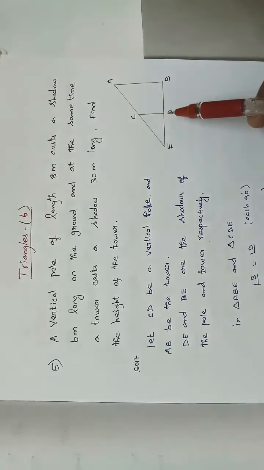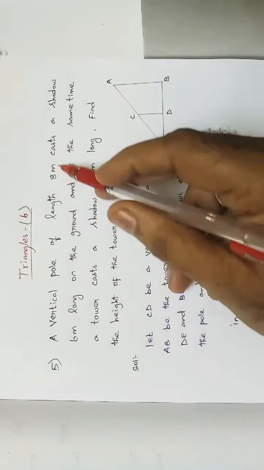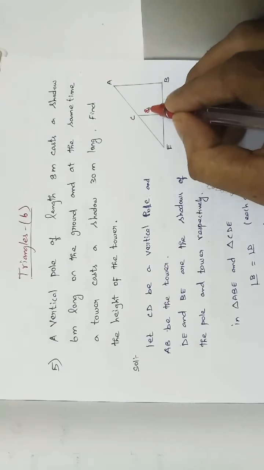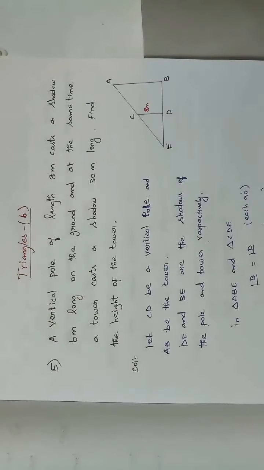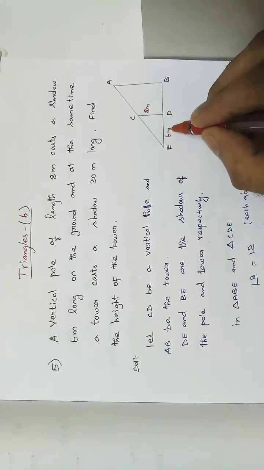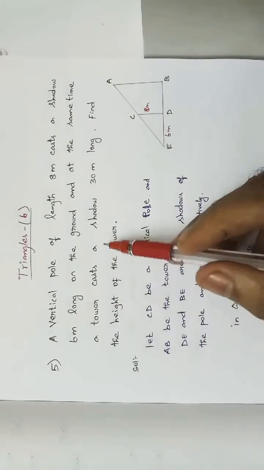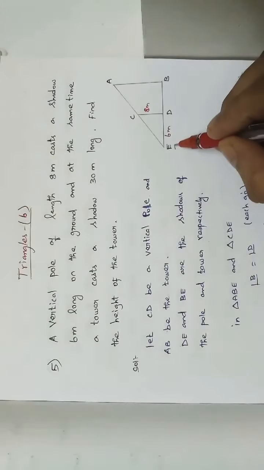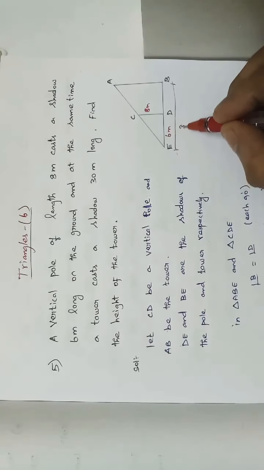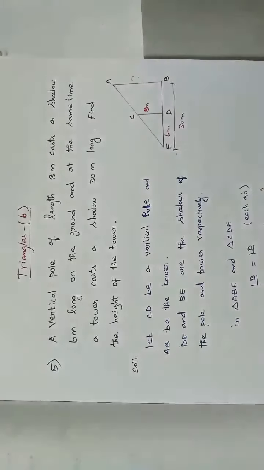So first we will fill in what is given. We have a vertical pole of length 8 meter, so CD is 8 meter, right? The shadow is 6 meter long on the ground, so ED is equal to 6 meter. Next, a tower casts a shadow; the tower shadow is BE. The length of the shadow of the tower is 30 meter. Now we want to find the height of the tower. That is the only thing we want to find.